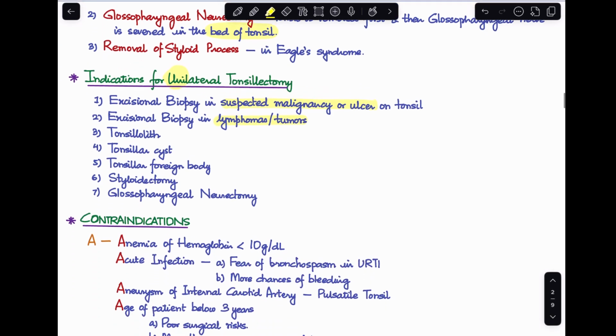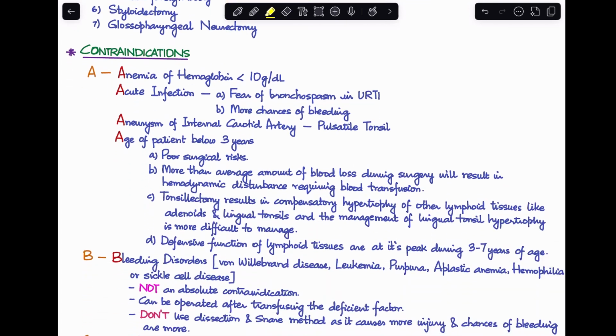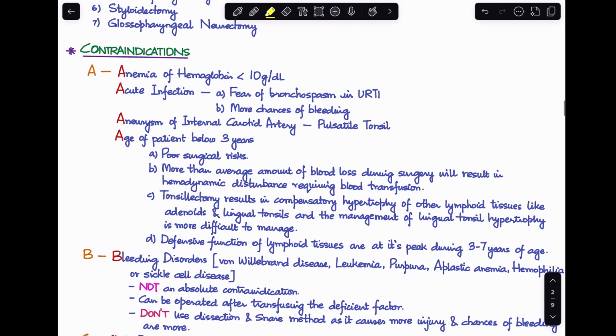Coming to the last part, what are the contraindications of tonsillectomy? Now, there's a very simple mnemonic that I have over here to remember this, and that is remember A, B, C, D, E. So let's start with A. We have 4 contraindications starting with A. First is anemia, where hemoglobin is less than 10 gram per dl.